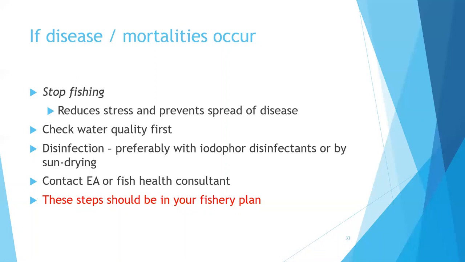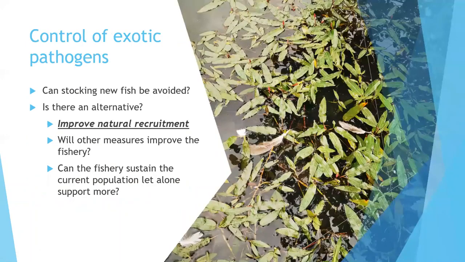So next slide, please, Alex. And then, trying to stop these exotic pathogens. We said about your fishery being naive to new bacteria, things that can be brought in on new fish. So is there an alternative? Well, can we improve natural recruitment? Can we encourage our fish to breed and give us more fish? Breed your own. Limits the risk and it reduces the cost.